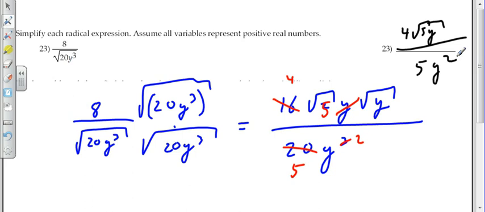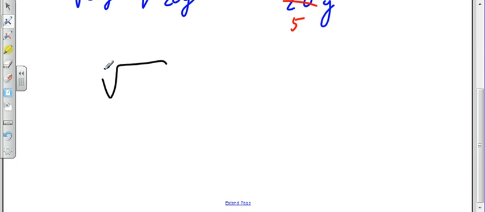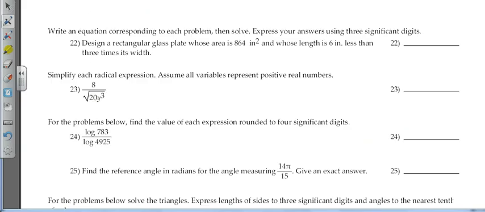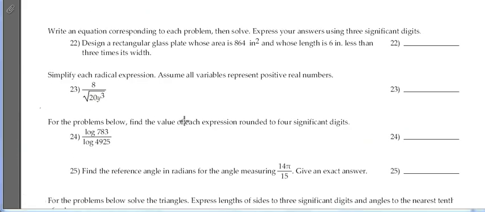Is that right? We'll check the key. See what the key thinks. Oh, look at that. The key doesn't think it's right. The key is wrong. Somebody rewrote this as the fourth root of 5y over 5y squared. So that's what the key has. Way to go for proofing the key. There's 10 points. Well, no, that's not 10 points for you guys. The key's wrong.